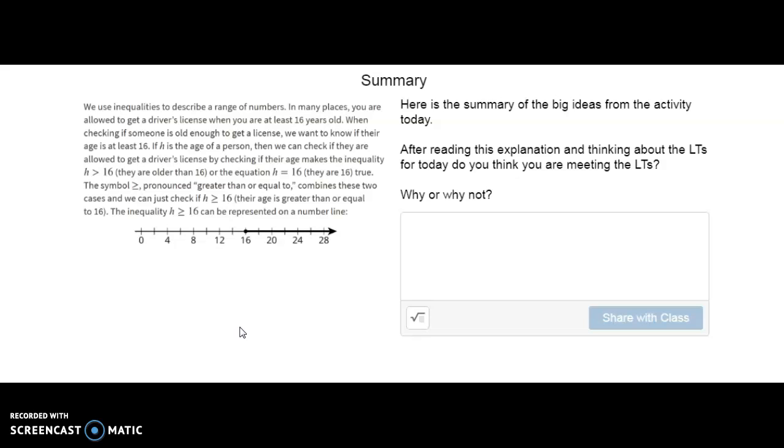So those are the big ideas from today's activity. After reading this explanation or watching this video and thinking about the learning targets for today, do you think that you are meeting the learning targets? Why or why not?